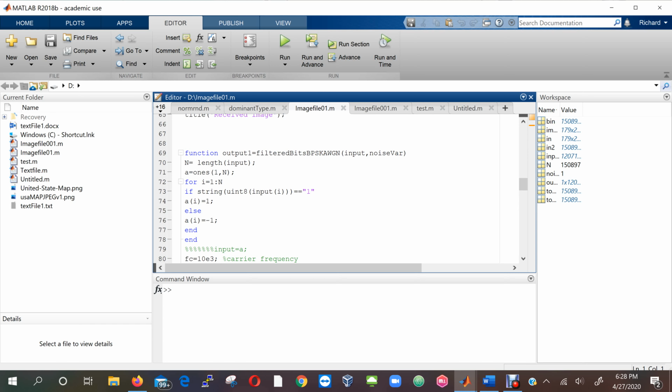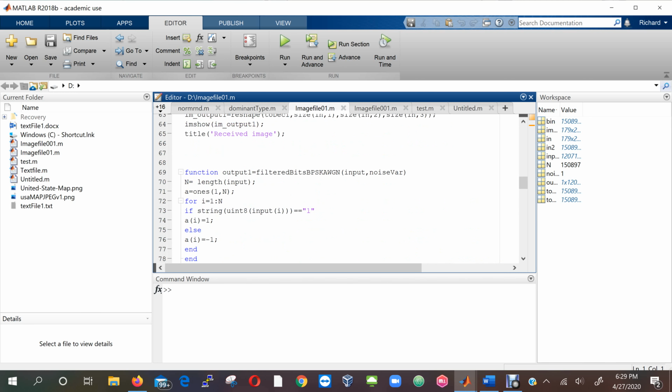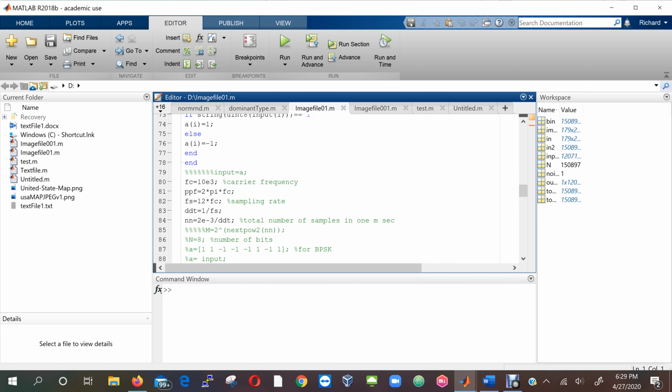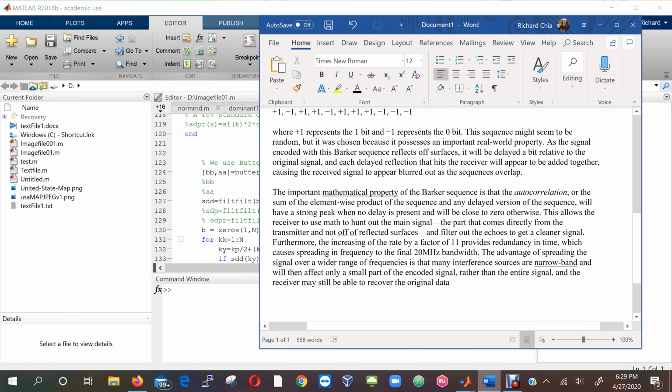In the code, it says if the input at i equals 1, then a of i equals 1, else, if it is 0, then it's -1, which you can see again from the explanation. The first bit is usually 1 and the last bit is usually -1 in my understanding. So if we go back to here, it says the part that comes directly from the transmitter and not off the reflected surfaces is kept, and the echoes are filtered out to get a cleaner signal.